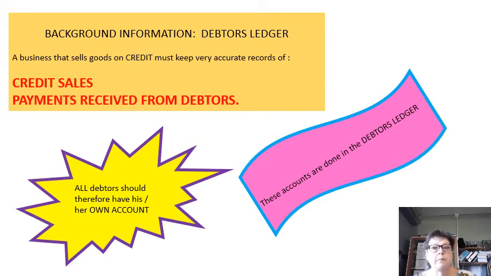Remember, in real life, people don't pay accounts if they don't get a notification or an account that they owe money. So what do we do? We have to record our credit sales and also the payments we receive from debtors in that debtor's own account. You cannot record all credit sales in one debtor's account, because how will the individual debtors know how much they owe us? These accounts are done in a book called the debtors ledger.